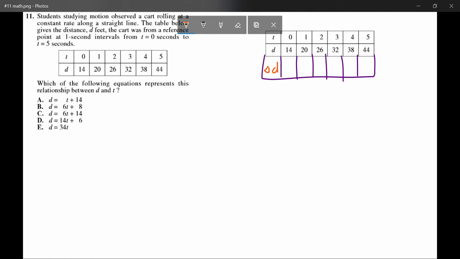So we're starting at 14 feet. In the first second we go from 20 to 14, and so that is 6 feet that we traveled in that first second. In the second we travel another 6 feet. That's 26 minus 20. And then we go 6 feet again, 6 feet again, and 6 feet again.